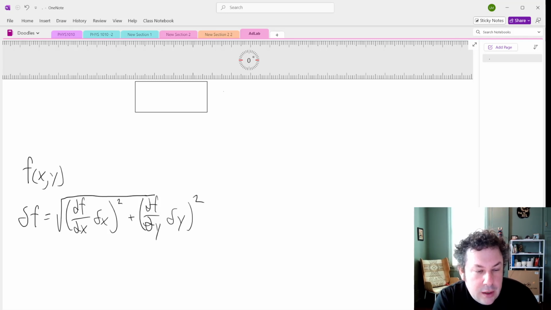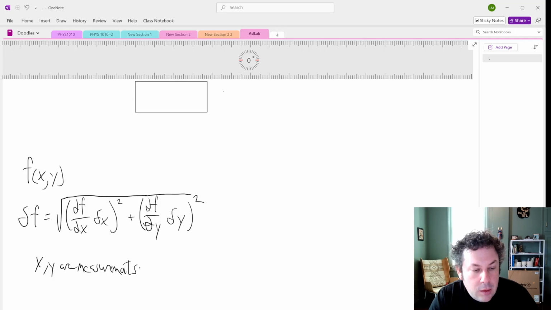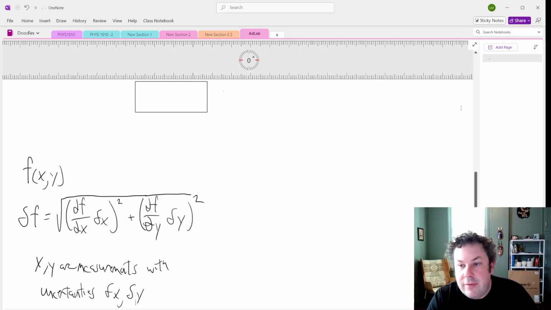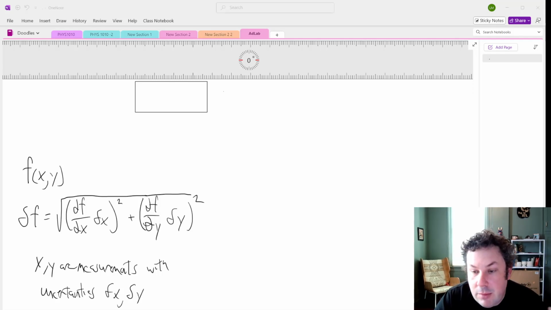What's going to be happening often in these labs is you'll have something you're interested in, f, but you're actually taking measurements of x and y. So here, x and y are measurements and they each have uncertainties, delta x and delta y. They each have their own individual uncertainties. What that means is that anytime you measure anything in this class, it's going to have an uncertainty associated with it. So let's talk about the rules for that.